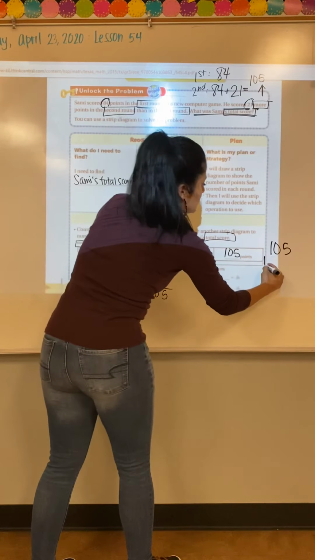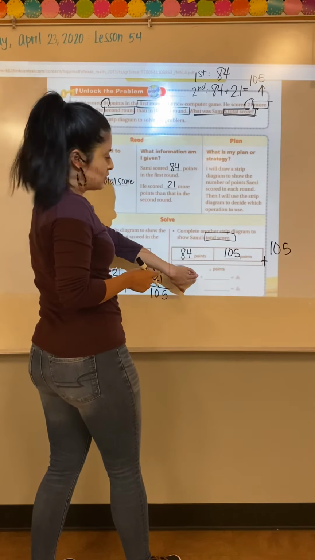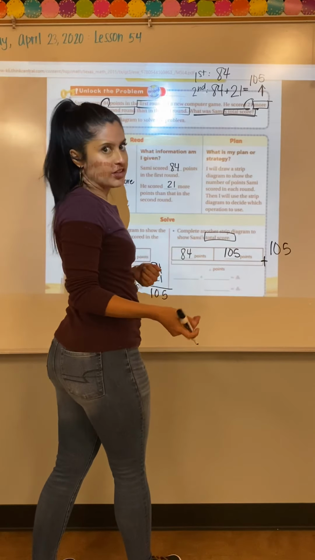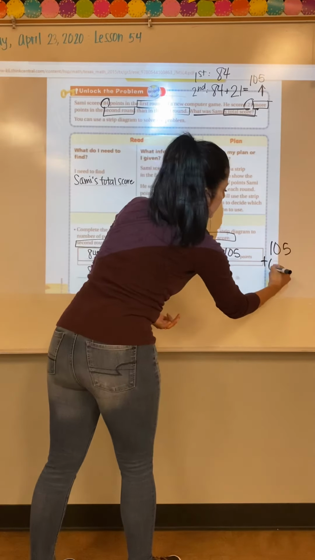Put your bigger number up top. We have to line it up according to place value. Has 84 reached 100 yet? No, so nothing should be in that hundreds place.